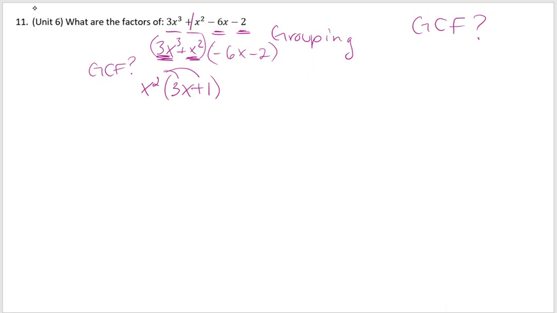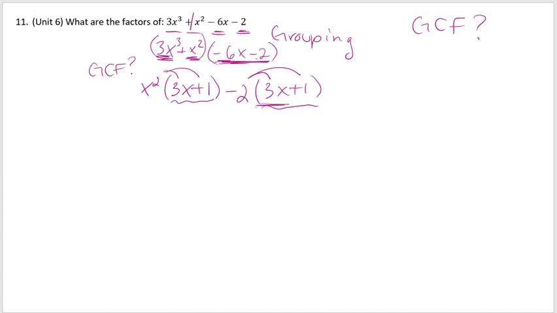Then the purpose of grouping is for you to copy this binomial again. So 3x plus 1 written down here. And now look back at this second group and ask yourself, how can I get negative 6x if I have 3x? So negative 2 will create that negative 6x because negative 2 times 3 will give you negative 6, and then negative 2 times positive 1 will give you negative 2.